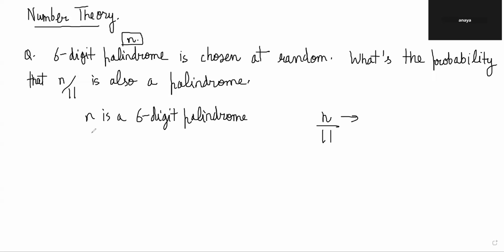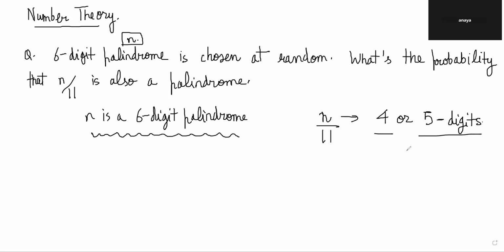We have n is a six-digit palindrome, and we have to also ensure that n by 11 is a palindrome. n by 11 could have 4 or 5 digits. It is possible to have a 4 digit number multiplied by 11 and get 6 instead of 5 digits. Those are two separate cases, and you need to make it a palindrome also.